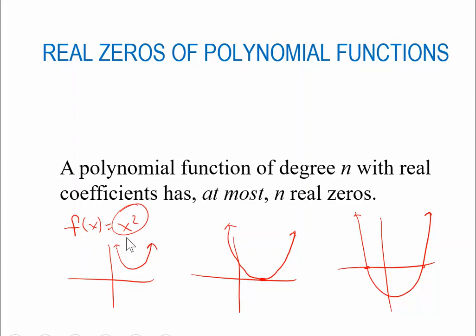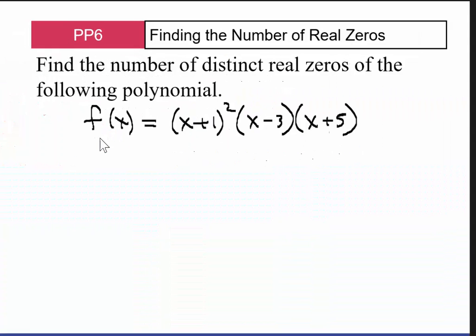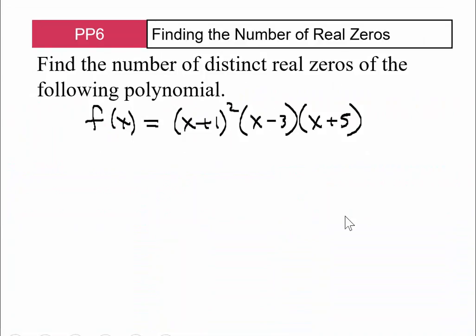Alright, so really what you're going to be doing is factoring, setting them equal to 0, and solving. So let's try to look at this here. Find the number of distinct real zeros of the following polynomial.